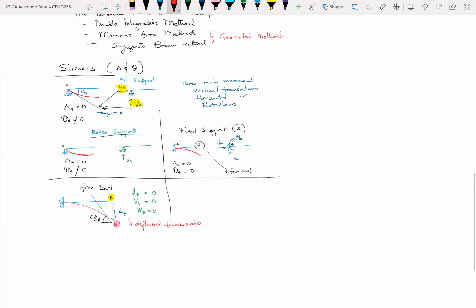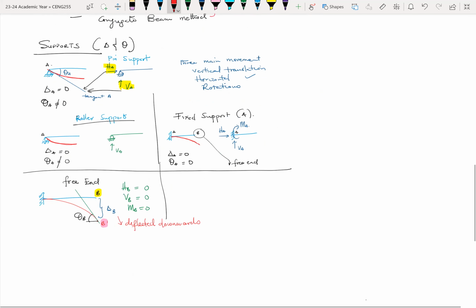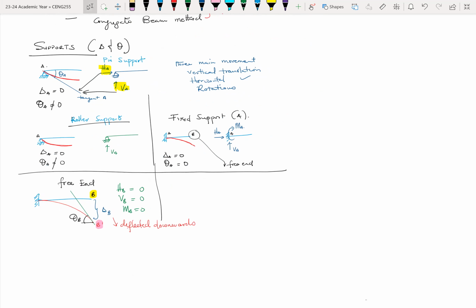These support conditions are critical to us when looking at deflections, not only for the semester, but throughout any structural analysis course. Understanding the support conditions with respect to both reactions and deflections is critical to being able to properly analyze the structure. So the basic supports are the pin, roller, fixed, and then the free end.